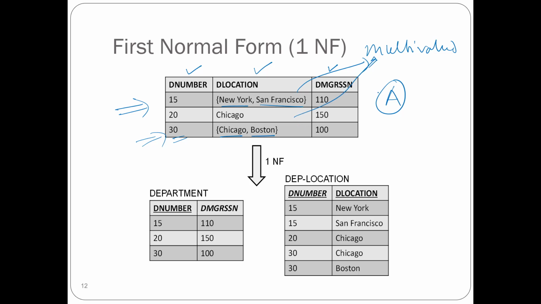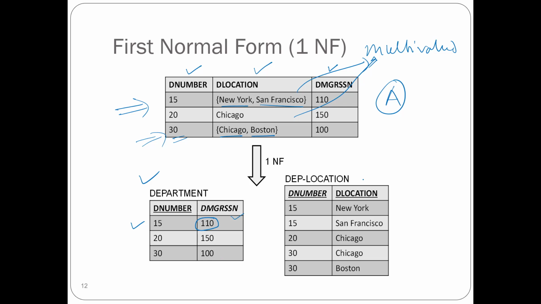Okay, so in order to make sure that this relation is in first normal form, we need to break it down as we have already seen. And once you break it down into two relations, department and department location, DP location, then in department we will keep only the information about department number and the corresponding manager's SSN. So we have three departments here, 15, 20 and 30 as the department number, and then their managers' SSN are 110, 150 and 100 respectively.